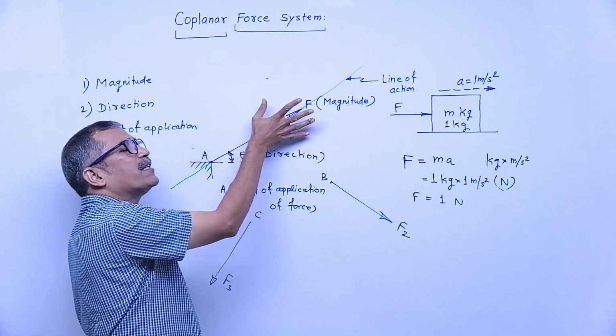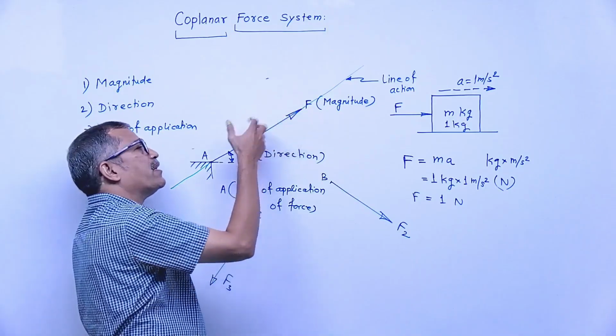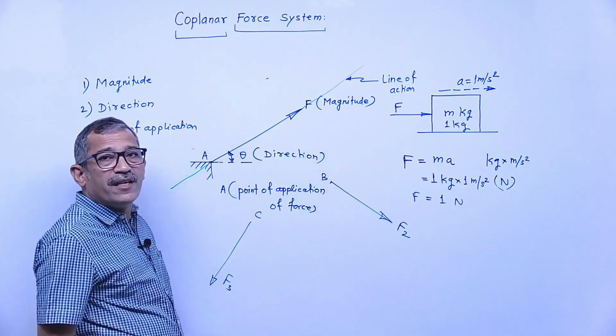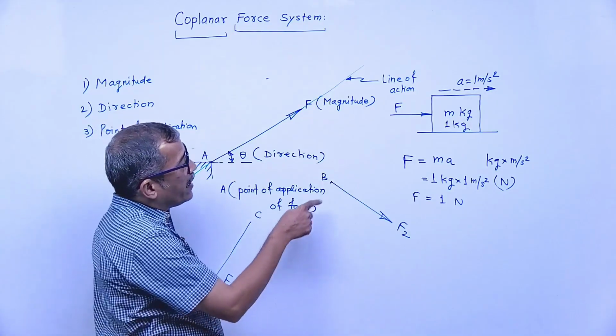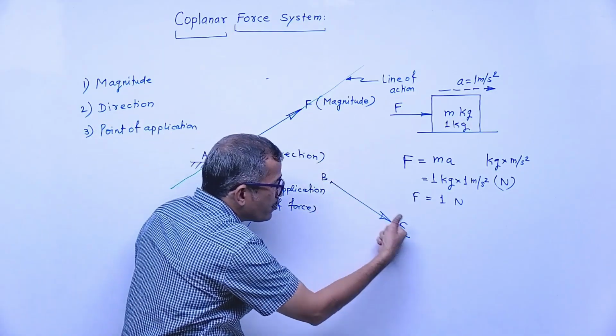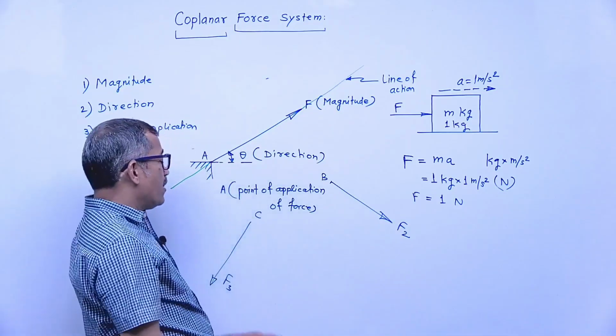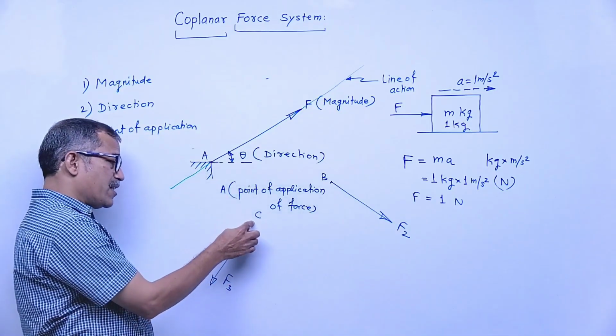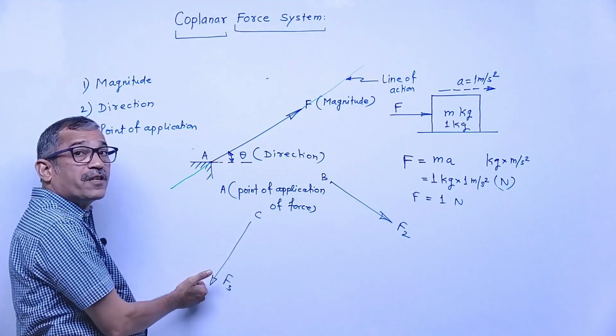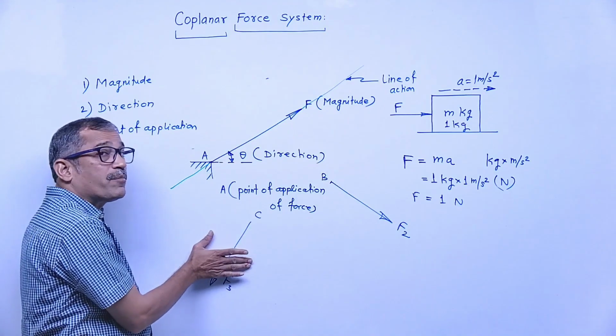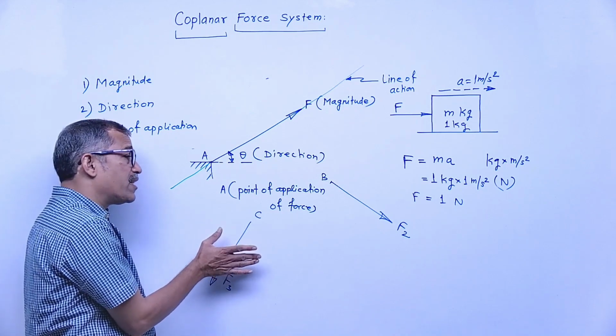So this was lying in the xy plane. The line of action of force F is in the xy plane. The line of action of force F2 is also in the xy plane. Line of action of force means a string is attached here, and to the other end we will apply force. Where does the string lie? In this xy plane, which means the line of action of force is lying in the xy plane.